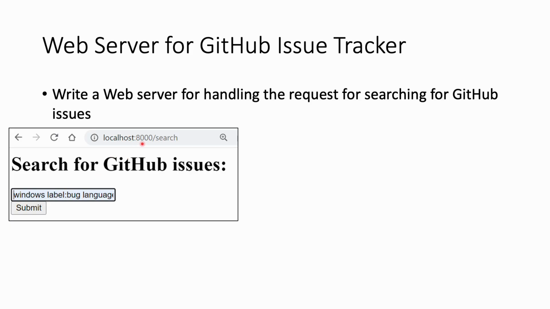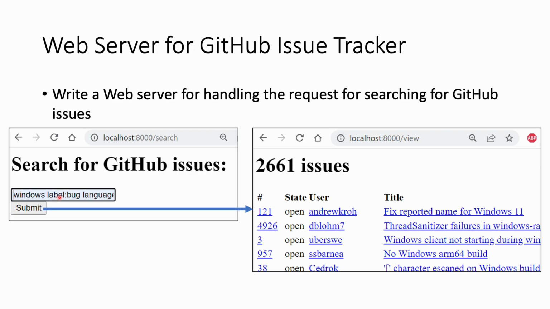page at the URL localhost:8000/search. After the user submits the form, it will display the search results at the URL with the /view path. The results are displayed in the same format as the output of the issuesHTML.go program. So this web server will be another example of using HTML template.